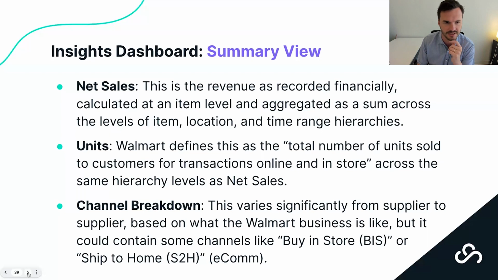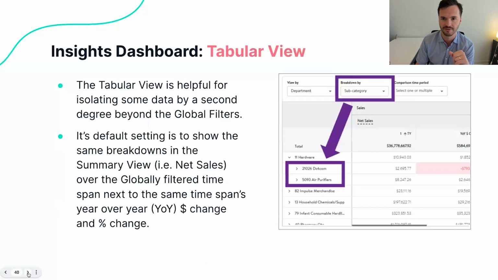I'm being triggered to my high school days, but units. Okay, yeah. Walmart defines these as the total number of units sold to customers for transactions online and in store. That's obviously omni-channel, but you can break that down into those as well. And then channel performance, and it can also be broken down by similar sort of categories. And there you have buy in store, BIS, or ship to home, e-com. They use different language there. So again, probably information you all have already, but can be important to know.